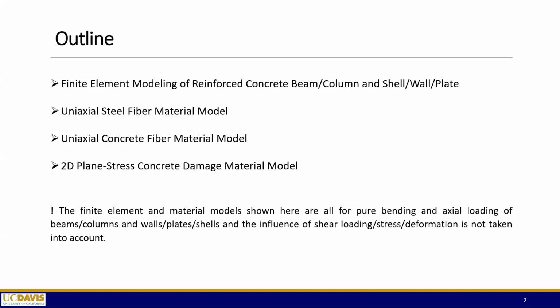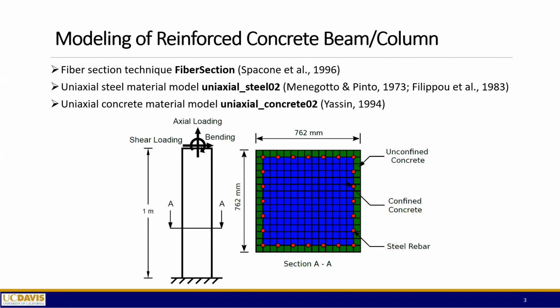Sure, no problem. Now let's move on to the modeling. I'm going to briefly talk about the modeling of reinforced concrete beam or column elements first. The method we're using is the so-called fiber section technique, and the Real ESSI DSL keyword here is fiber section. This method was developed by Stockholm and his colleagues in 1996. The basic idea is to separate a cross-section of a beam column into different uniaxial fibers.